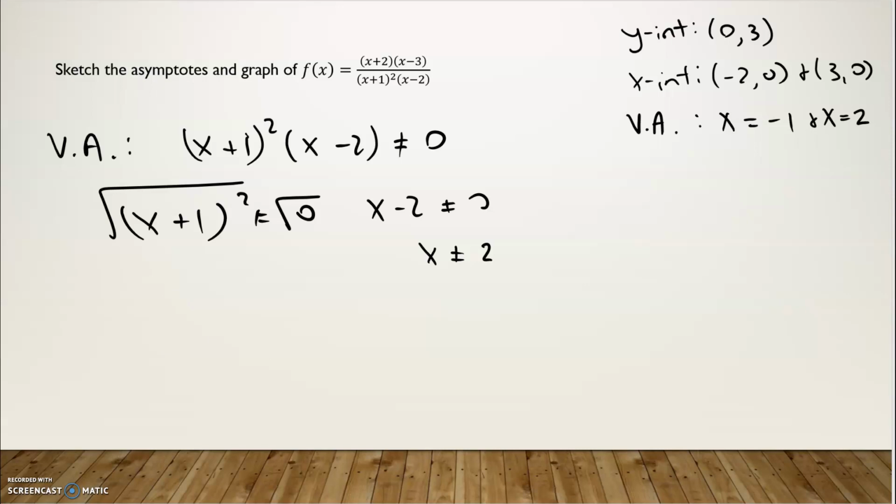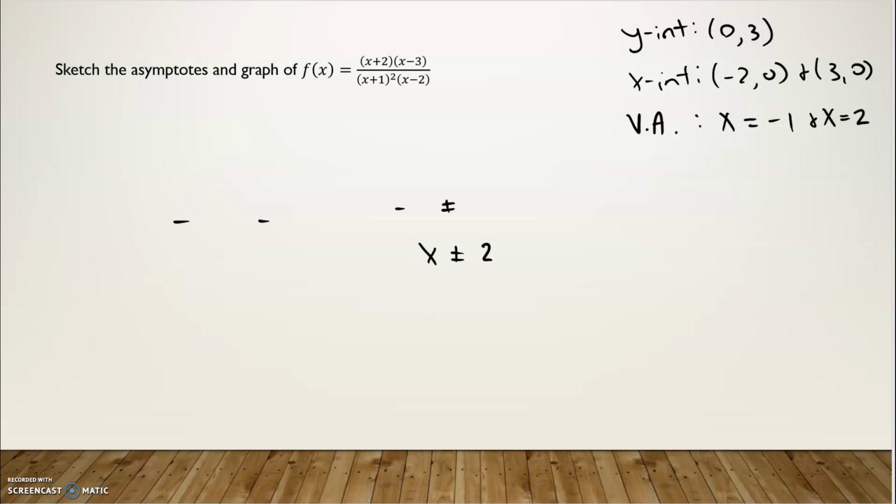Okay, now we can go back and find our horizontal asymptotes. And note, since we couldn't cancel anything out, we don't have any holes. So we'll make a mention of that. So no holes in our graph.